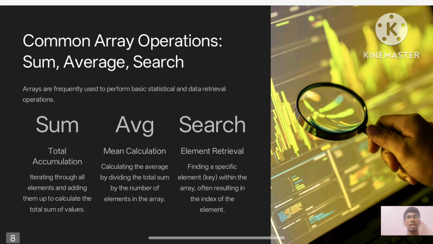Common array operations such as sum, average, search. Sum, total accumulation: iterate through all the elements and add them to calculate the total sum of values. Average, mean calculation: calculate the average by dividing the sum by the number of elements in the array. Search: find a specific element, the key, within the array, often resulting in the index of the element.